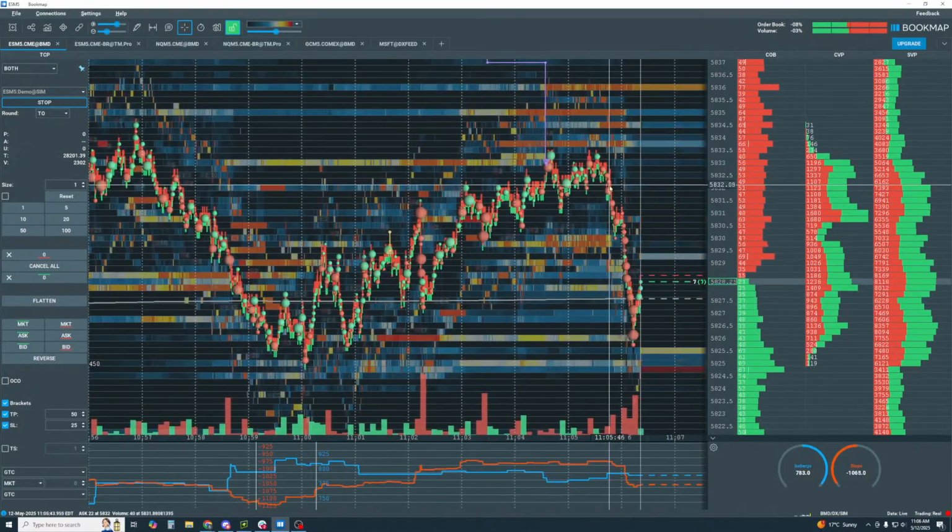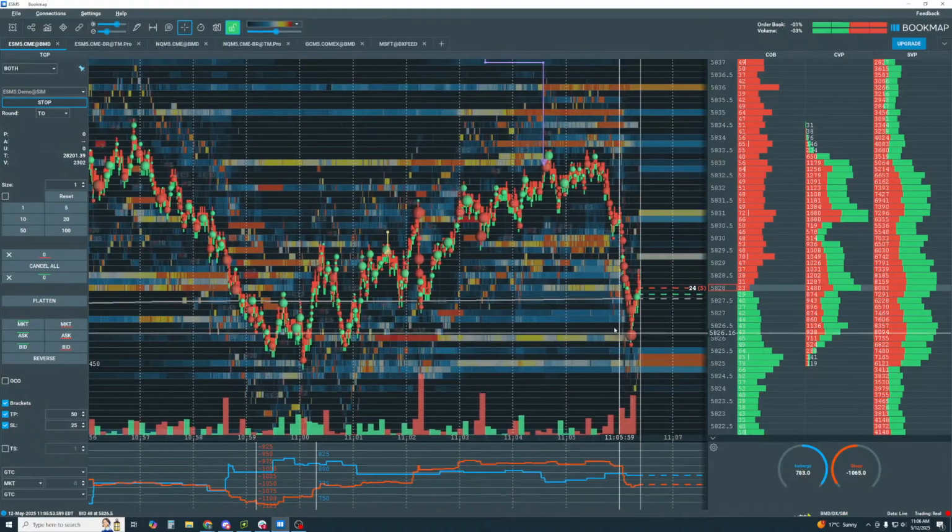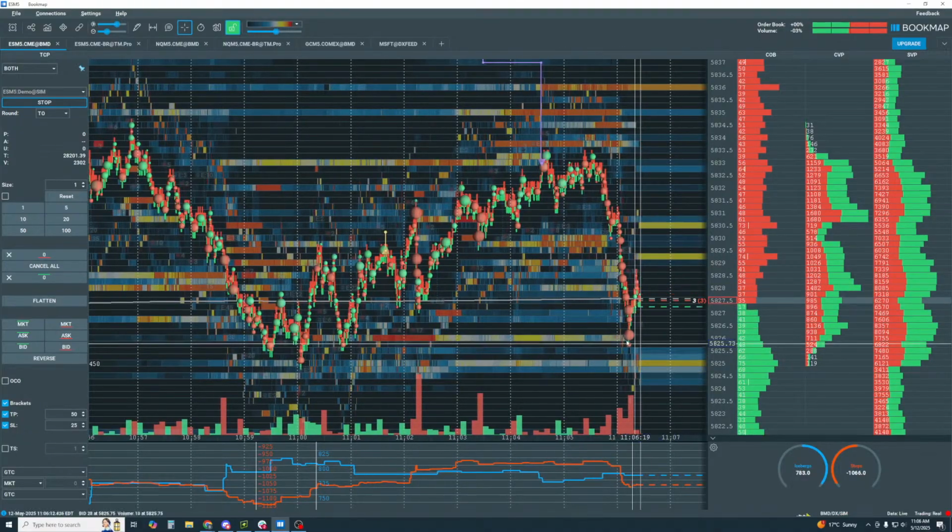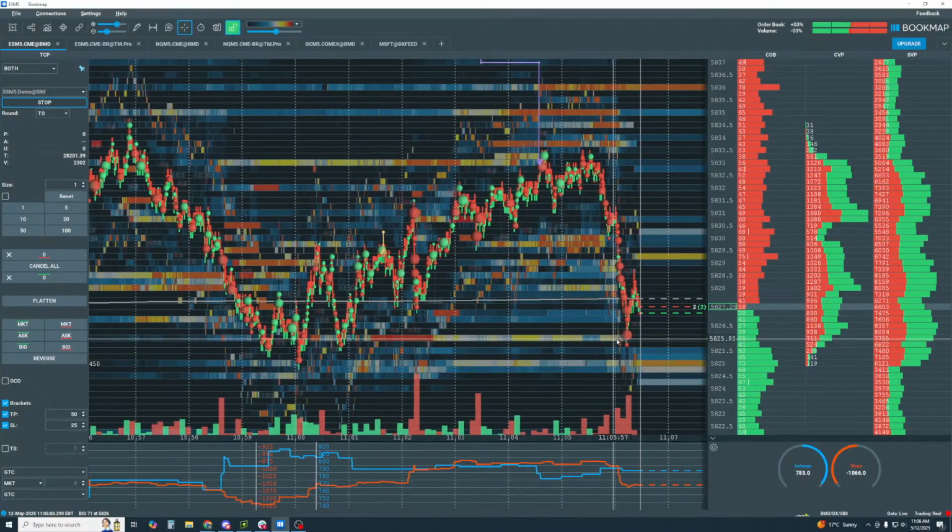All right, well, some selling, all of a sudden out of the blue, comes right back down below VWAP into the liquidity here at 25.